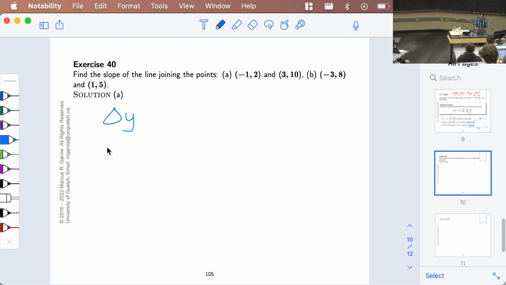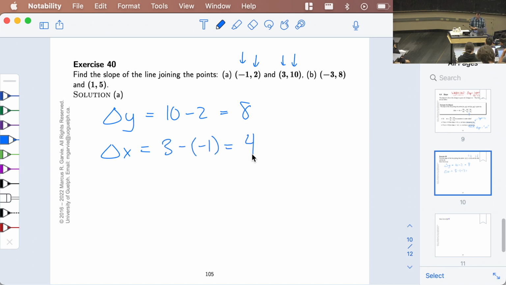We can calculate the delta y and the delta x. As we have been, the delta y is 10 minus 2, which is 8. And the delta x, 3 minus minus 1. Just watch out for those minus signs. 3 minus minus 1 is 4. So what is the slope? The slope is delta y over delta x, 8 divided by 4, which is 2.